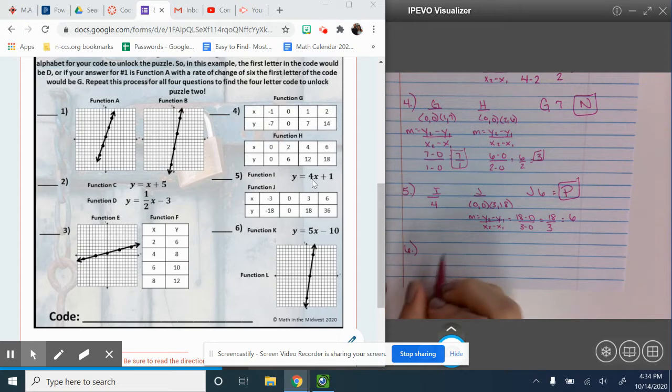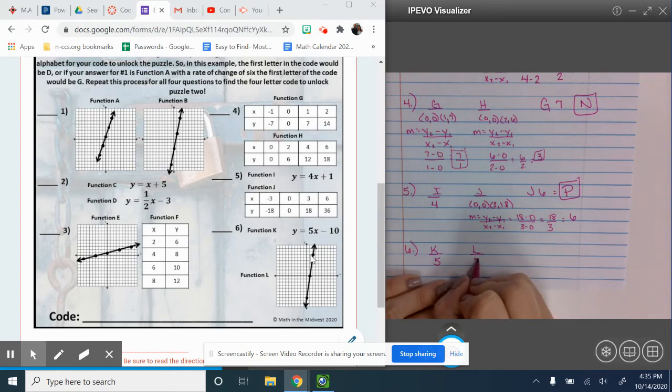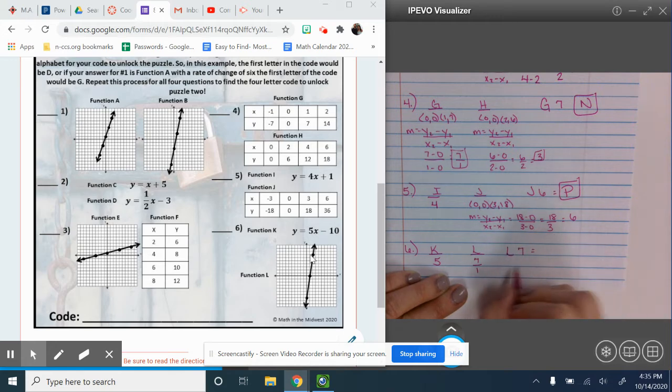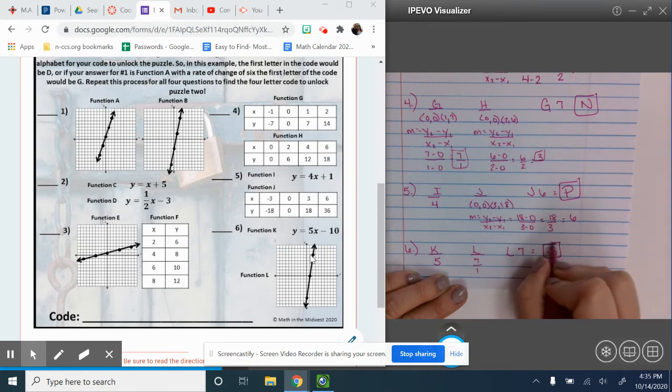Then we have number 6. We have function K and function L. K is an equation. It's y equals 5x minus 10. Our slope in that one is a 5. For L, we have to count the slope on the graph. So we're going to go up 1, 2, 3, 4, 5, 6, 7. And to the right 1. So 7 over 1 is simply 7. So which one is larger? It is L by 7. And 7 letters past L will get us to an S.